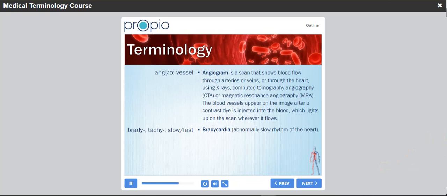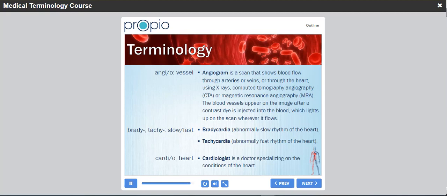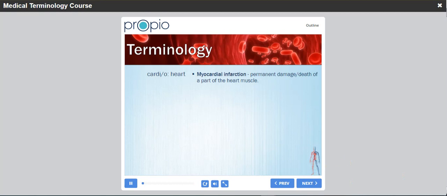Bradycardia, abnormally slow rhythm of the heart. Tachycardia, abnormally fast rhythm of the heart. Cardiologist is a doctor specializing in the conditions of the heart. Myocardial infarction, permanent damage or death of a part of the heart muscle.